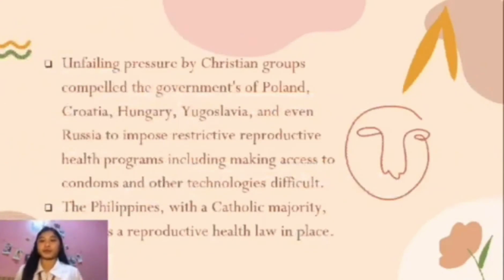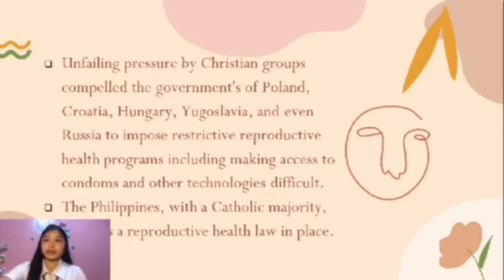This position is politically powerful, partly because various parts of the developing world remain very conservative. Unfailing pressure by Christian groups compelled the governments of Poland, Croatia, Hungary, Yugoslavia, and even Russia to impose restrictive reproductive health programs, including making access to condoms and other technologies difficult.